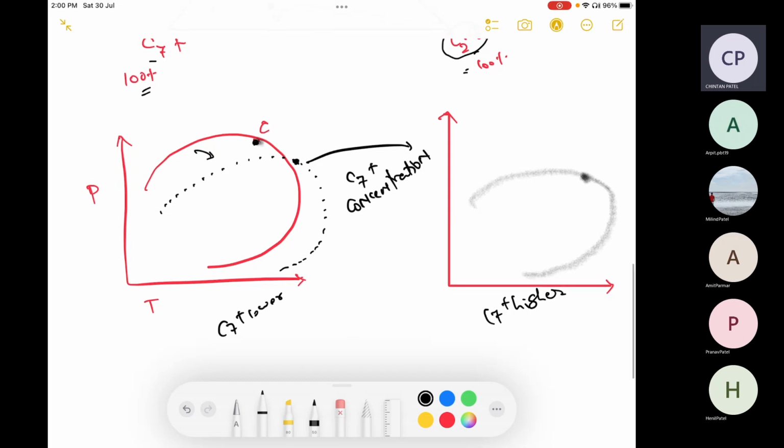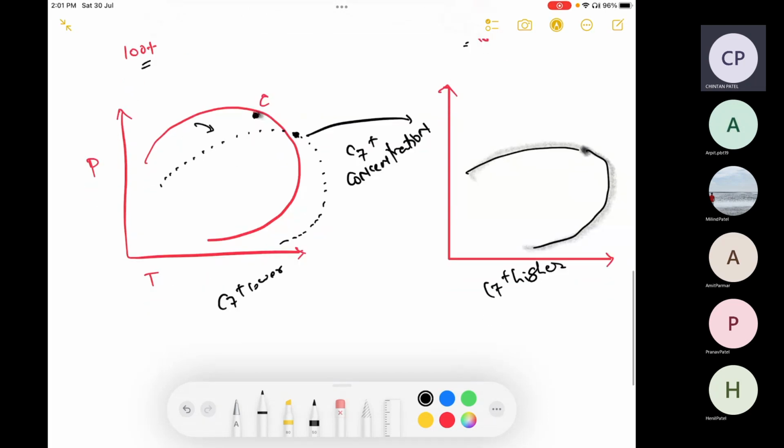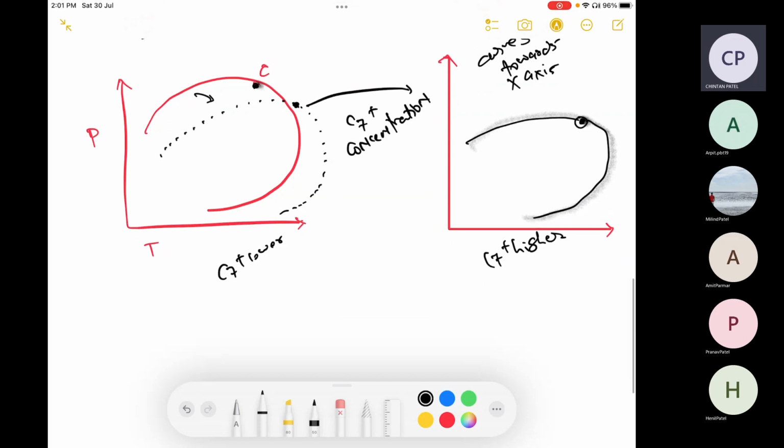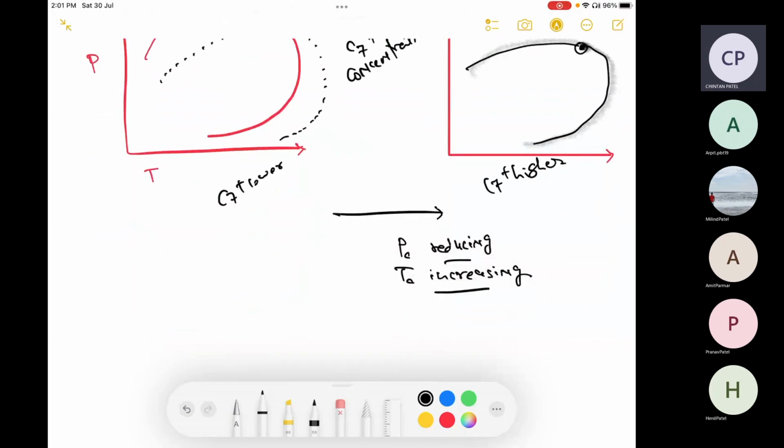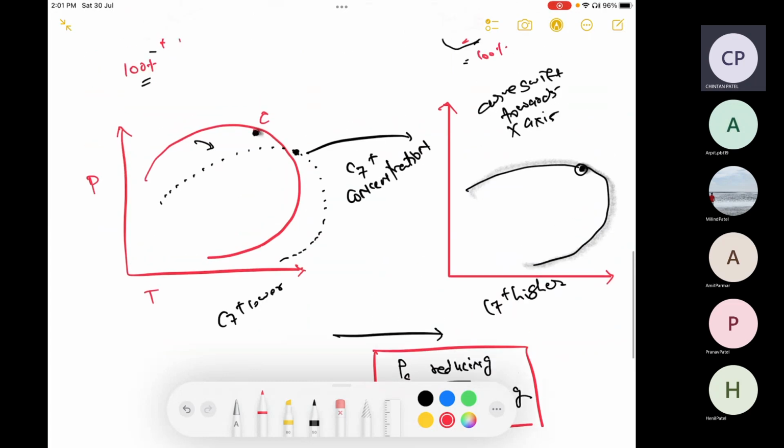So let's see what's happening in this case, the curve shifts towards the x-axis. You can say what the impact on pressure is: when C7 plus is higher, critical pressure is reducing and critical temperature is increasing. You should remember this, it can directly be an MSQ for your next GATE or any upcoming GATE.